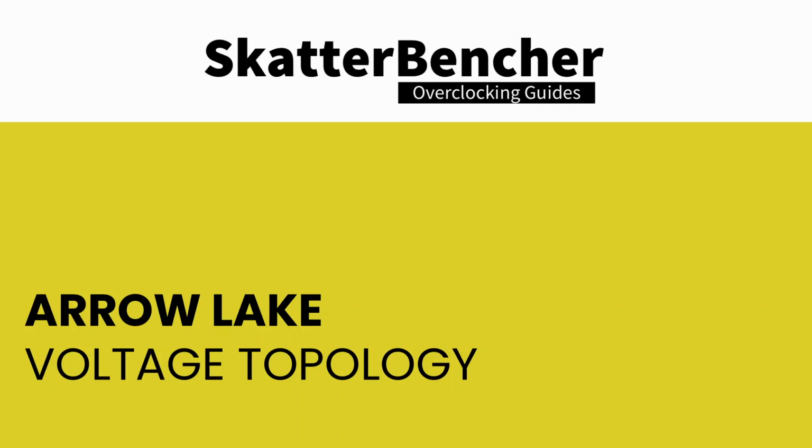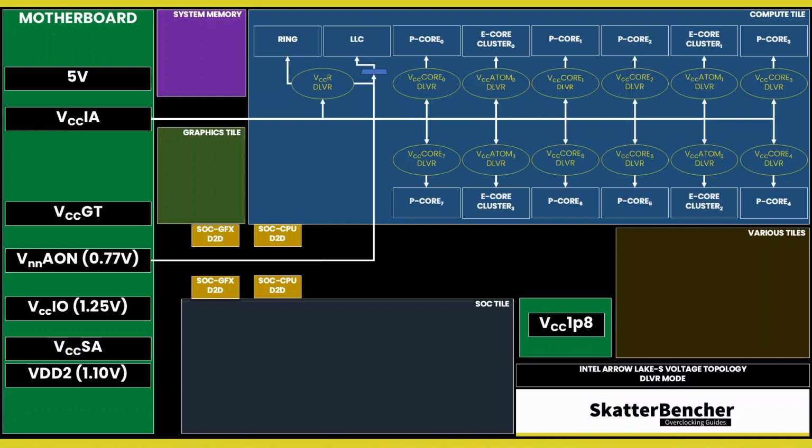The voltage regulation for the Arrow Lake CPU cores is slightly different than on previous architectures, and that's primarily because of the introduction of the DLVRs, the digital linear voltage regulators. These DLVRs allow for much lower voltage of the CPU cores, but they still rely on a dynamic external motherboard voltage regulator as input voltage. The external VCCIA motherboard voltage regulator, or MBVR, provides the input voltage for the individual P-core, E-core clusters, ring, last level cache, and E-core L2 cache.